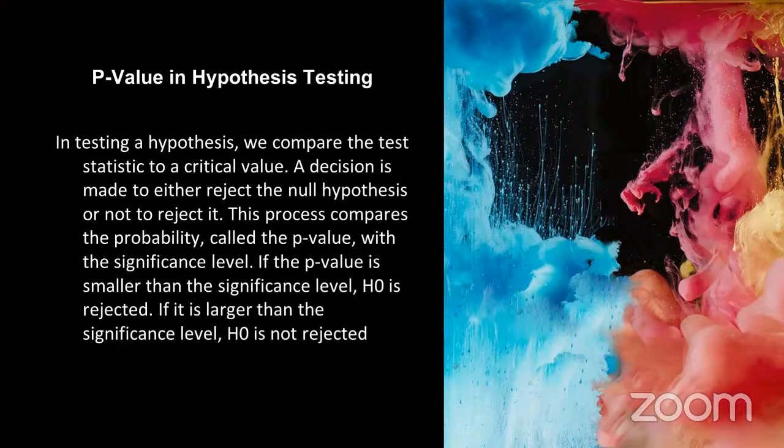Now we've moved on to the p-value in hypothesis testing. In testing a hypothesis, we compare the test statistic to a critical value. A decision is made to either reject the null hypothesis or to not reject it. This process compares to the probability called the p-value, which is compared to the significance level. If the p-value is smaller than the significance level, H sub 0 is rejected. If it is larger than the significance level, H sub 0 is not rejected.